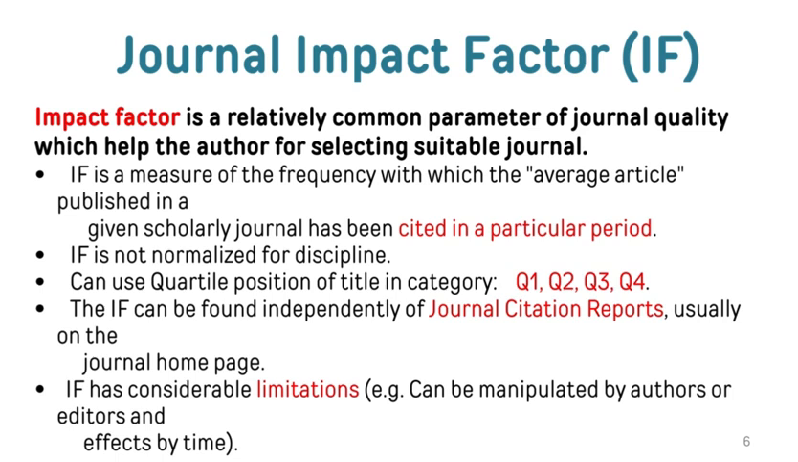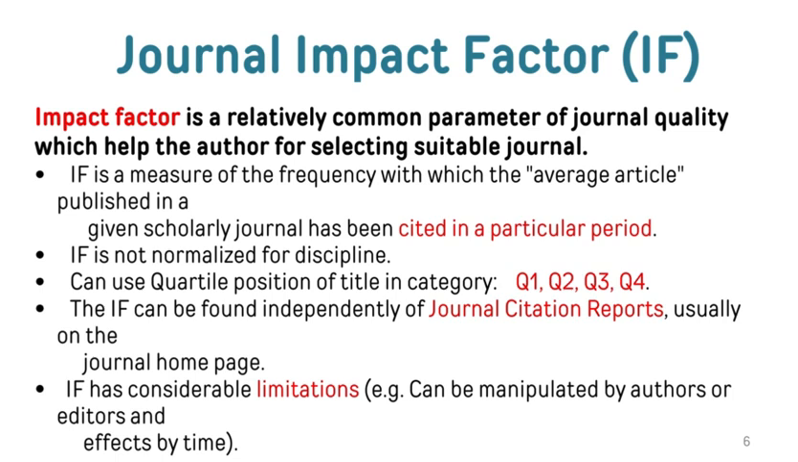We can use the quartile positions of the titles in the categories of the journals, from Q1 to Q4. So the journals which have high ranking, we can categorize them in Q1 and then Q2 and Q3, and those in Q4 are mostly of low rank. The impact factor can be found independently of the Journal Citation Reports, usually on the journal homepage. If you go to the website of that journal, you can find that the impact factor has been put clearly on the website of the journal.